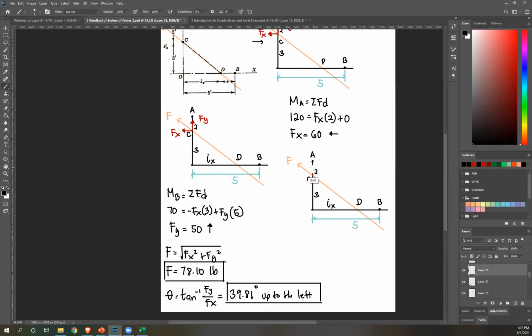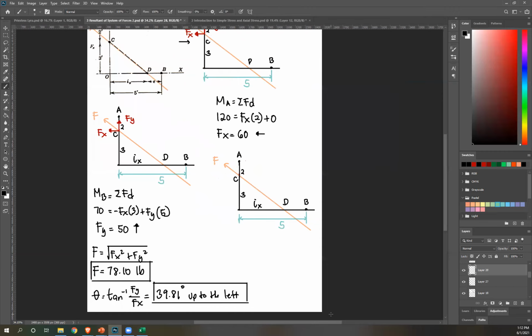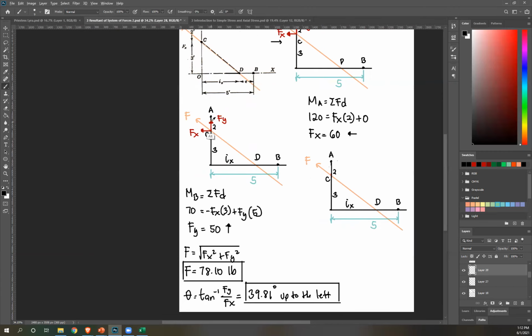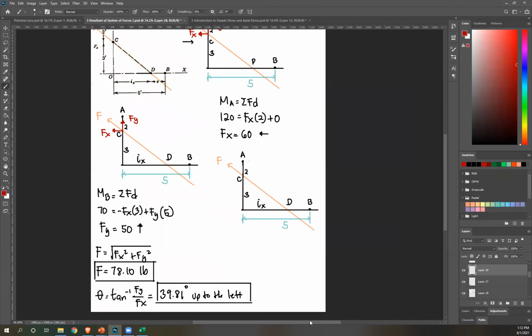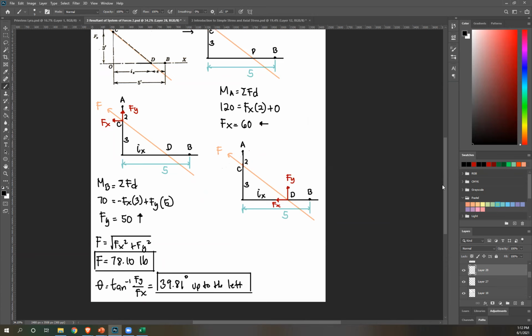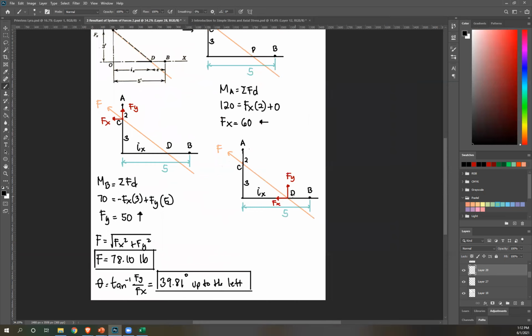We need to solve for ix, meaning I need an equation that includes ix. And to do that, we're going to do what we mentioned earlier, which is put our component at point B. This is point B. Okay, let's create our equation. I'm going to use this given moment about B.